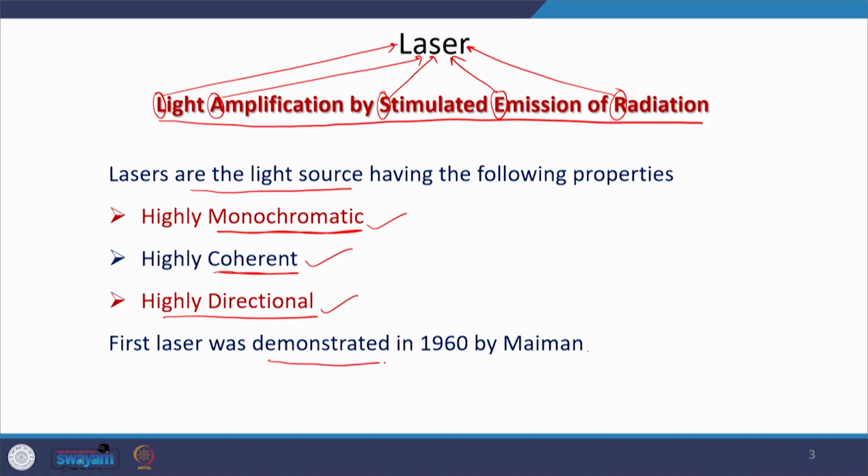and this demonstration revolutionized the field of optics. Okay. And right after the invention of the laser, we saw a huge number of applications appear, but before that we will go through the basics of laser.